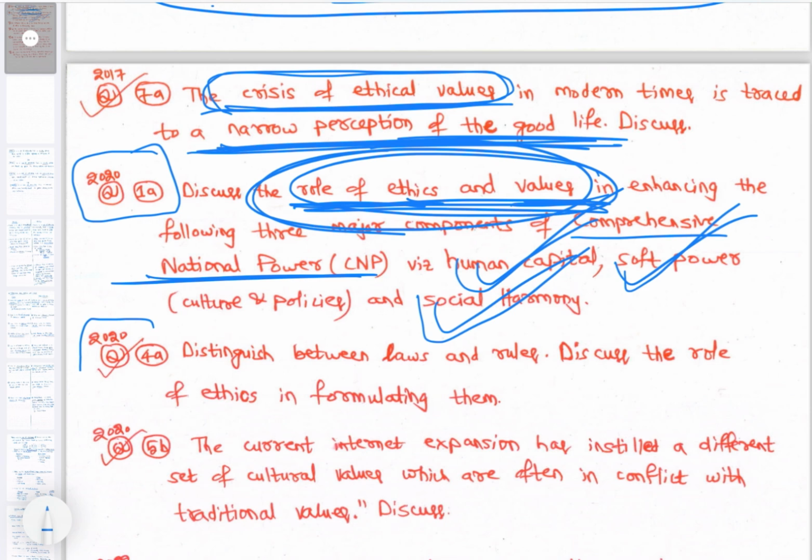Then in 2020 there is a question, that is distinguish between laws and rules. Laws and rules, you have to differentiate. Discuss the role of ethics in formulating them. Role of ethics in formulating laws and rules.